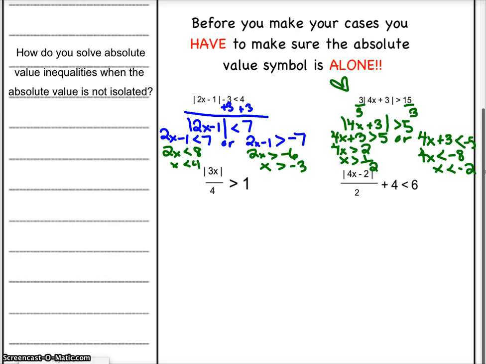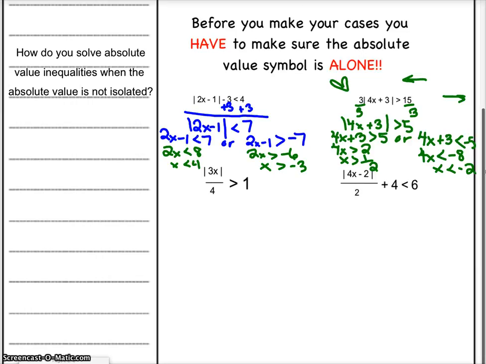Let's analyze. Do we think this is an "or" or an "and"? Or. Bigger than a half goes like this. Less than negative 2 goes like this. Opposite directions, they're an "or." Yep. I don't know which ones, but you'll have to graph today.